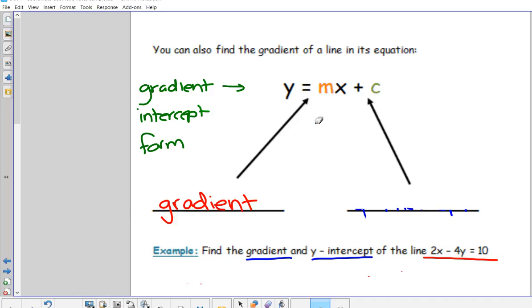Remember, uppercase M stands for midpoint, so don't use uppercase M. Lowercase m is the gradient. y and x are just the x and y coordinates. m is the gradient, and therefore c is what we call the y-intercept.